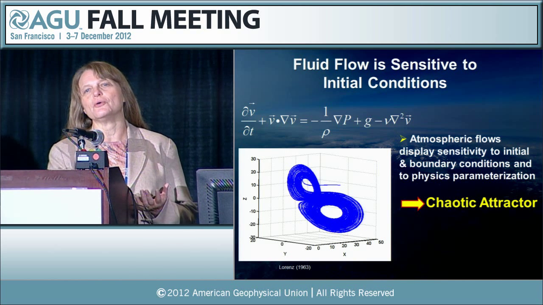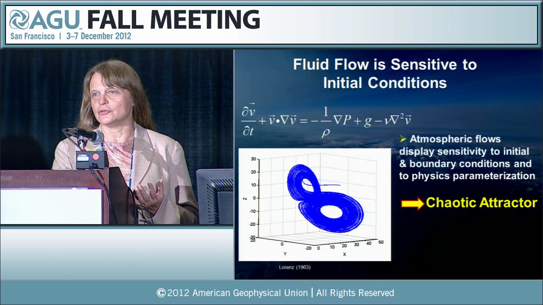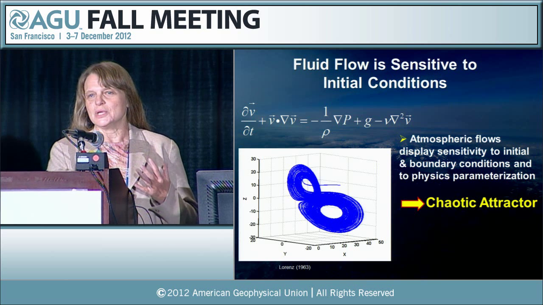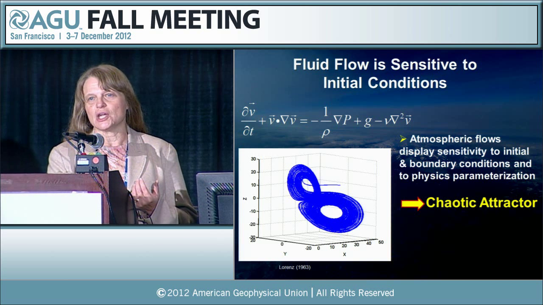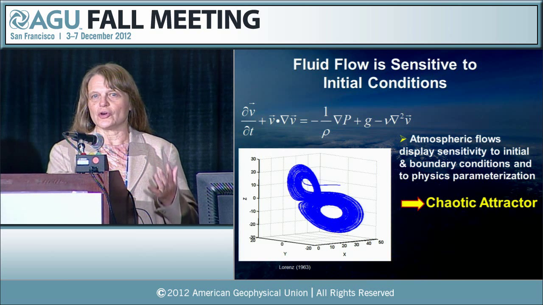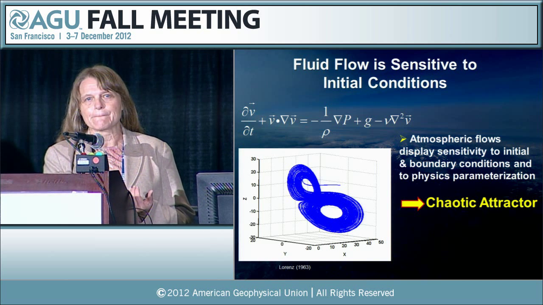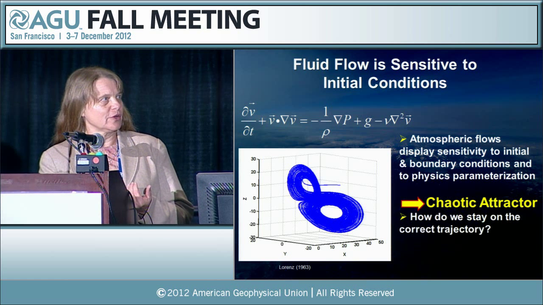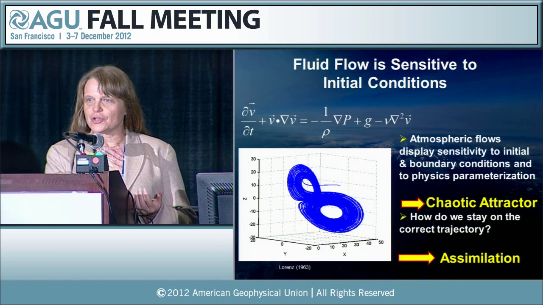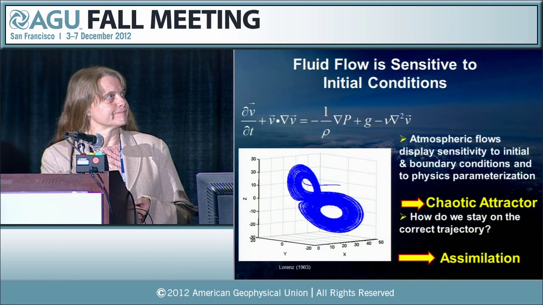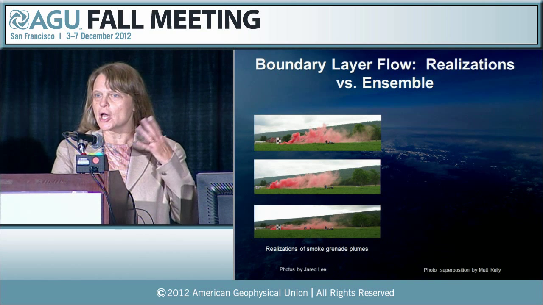As we all know, Lorenz in '63 started talking about sensitivity to initial conditions. It admits chaotic solutions. And because we have a chaotic attractor, we always are going to have an uncertainty due to the sensitivity to initial conditions. How do we deal with this? How do we know we can stay on the correct trajectory? Basically, by doing assimilation.